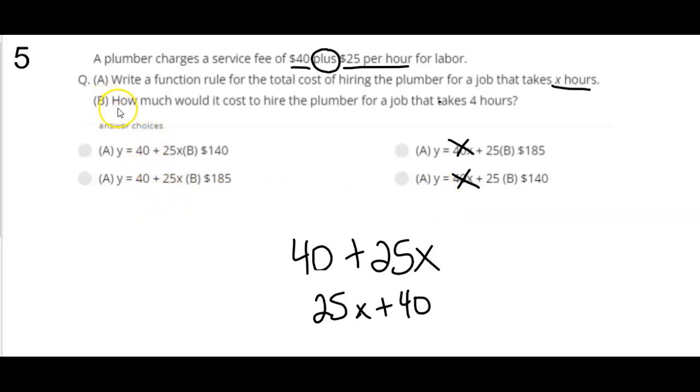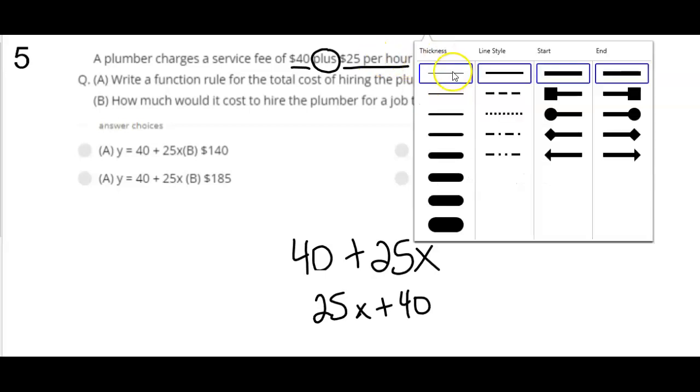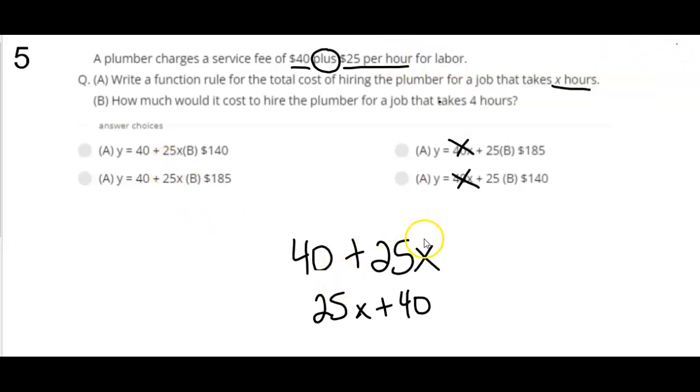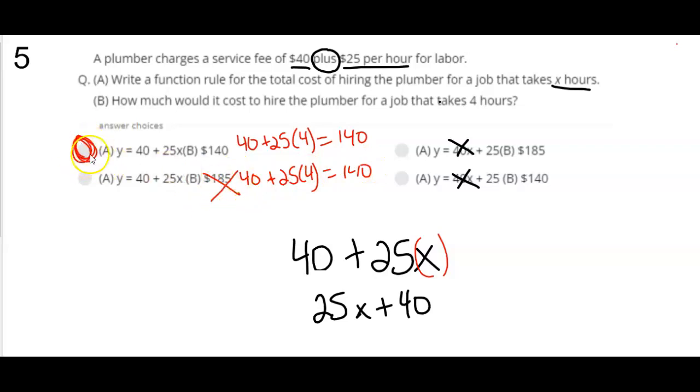Part B says, how much would it cost to hire the plumber if the job takes 4 hours? So we are going to take our 4 and plug it in where we see x. So I'm going to do 40 plus 25 times 4, and I'm going to do the same thing here, 40 plus 25 times 4, and see which one gives me the right answer. 25 times 4 is 100, plus 40 would be $140. So it does not equal 185, it equals 140. So 185 is incorrect, meaning that this would be our correct answer.